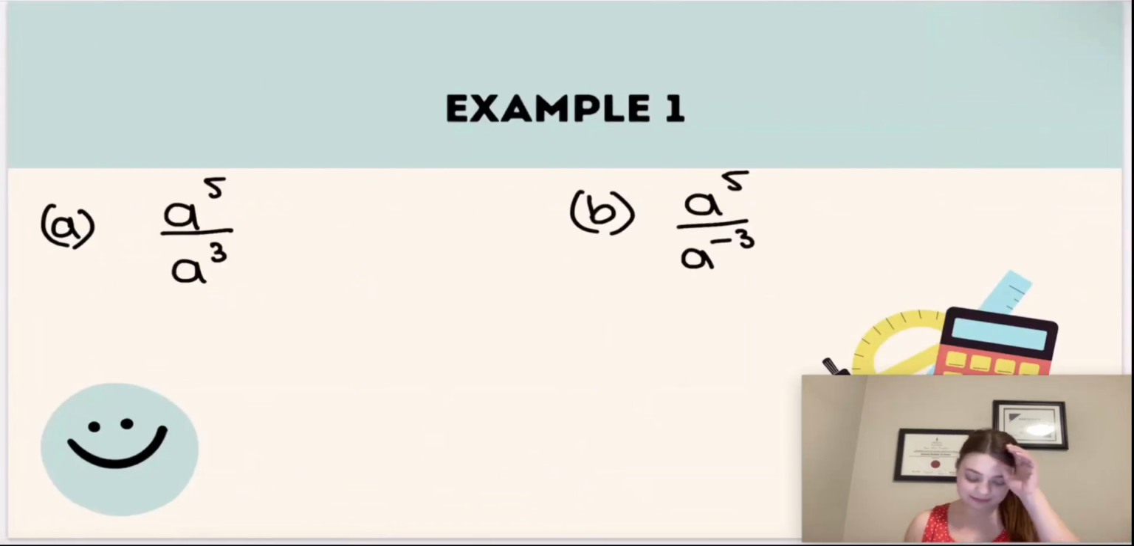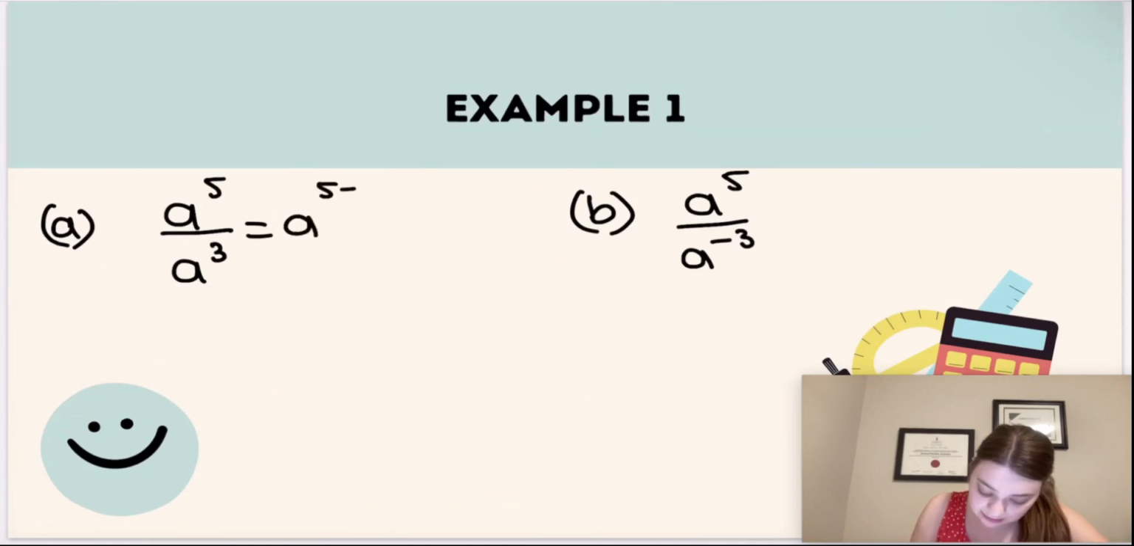This first one says a to the power 5 over a cubed. So for this one, we're just going to subtract the 5 and the 3. So a to the power of 5 minus 3. Because remember that when we have these exponents with the same base and they're a quotient, we would subtract the exponents. So 5 minus 3 is 2. So that gives us a squared.